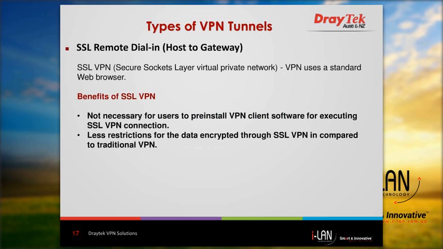And another type of VPN tunnel is the SSL VPN. That is a secure sockets layer virtual private network. It's a type of VPN that can be used with a standard web browser. And there are two benefits that SSL VPN provides, and this is shown on the page here. Firstly, it's not necessary for users to pre-install a VPN client software to establish an SSL VPN connection. So you just use your web browser. And there are fewer restrictions for the data encrypted through SSL VPN when compared to traditional VPN.